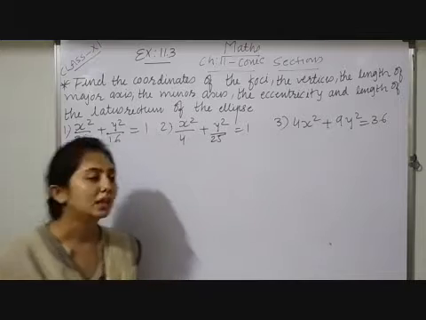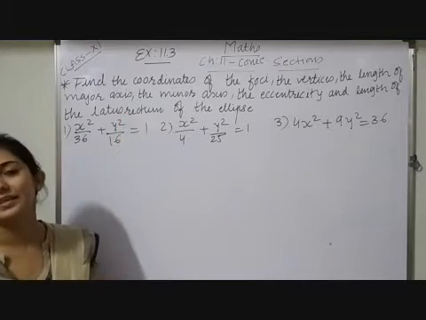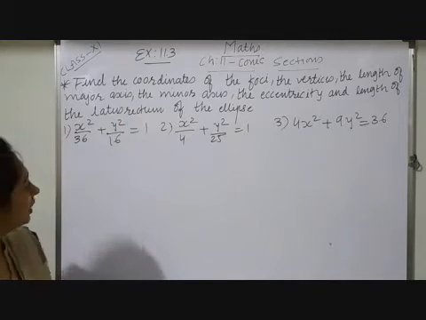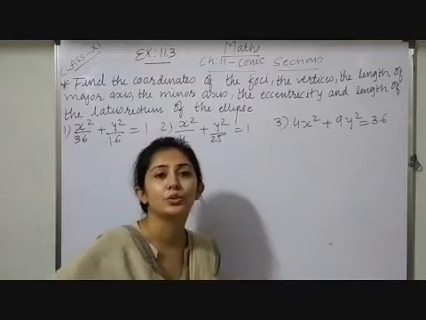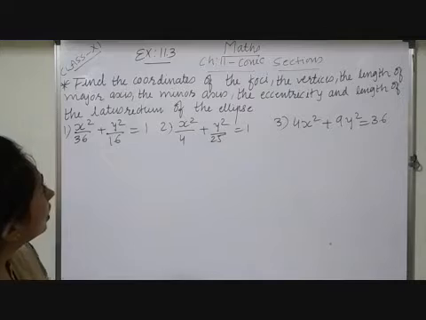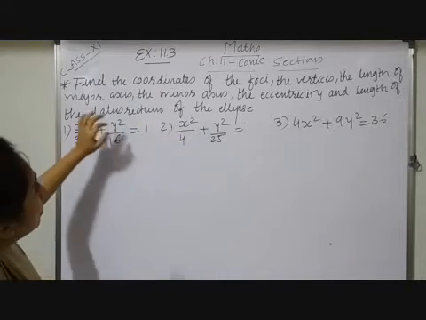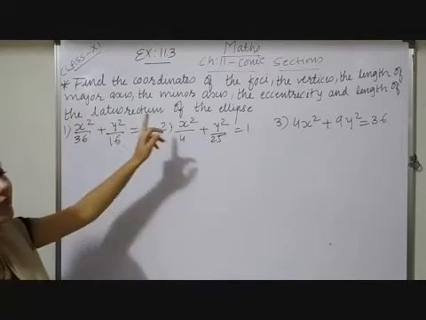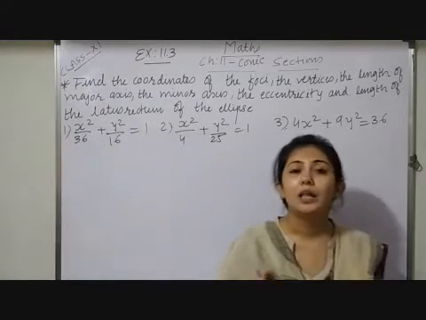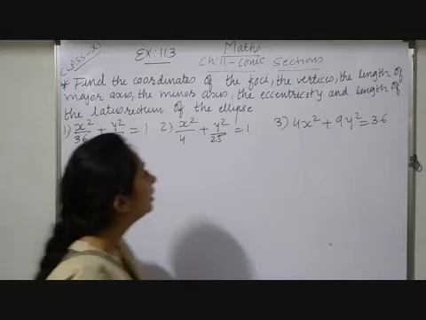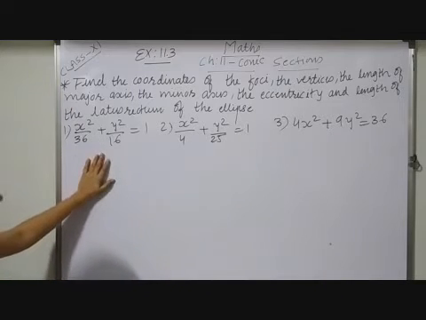Hello children, now we will discuss some questions of your exercise 11.3. Now here observe some forms of ellipse given to you and you have to find out coordinates of foci, vertices, length of major and minor axes, eccentricity, and also you have to find out length of latus rectum. Now how you will obtain all these values?